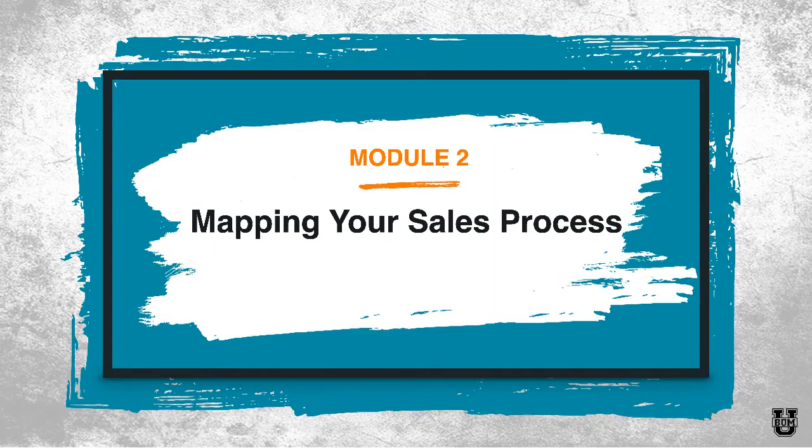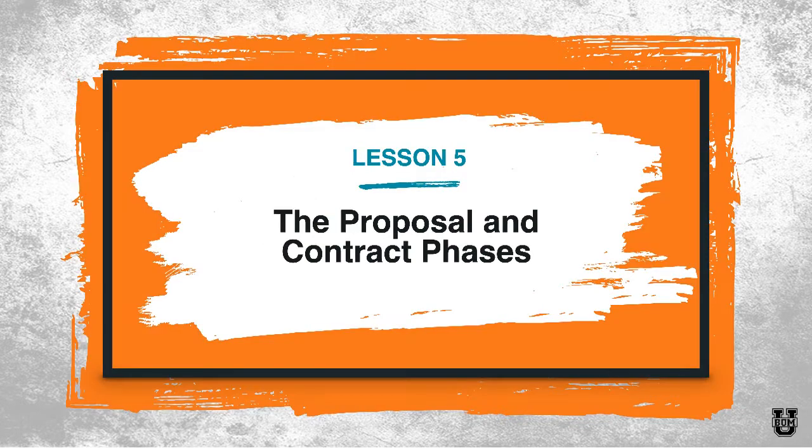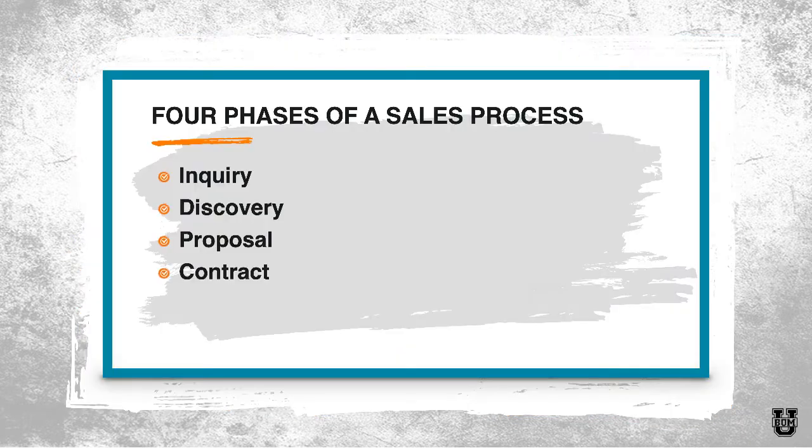We are still in Module 2, talking about how to map out your sales process for your one-on-one offers. And in this lesson, we are going to wrap up our discussion of the 4 phases of the sales process by talking about the proposal and the contract phase. As a reminder, these are the 4 phases of your sales process: inquiry, discovery, proposal, and contract.